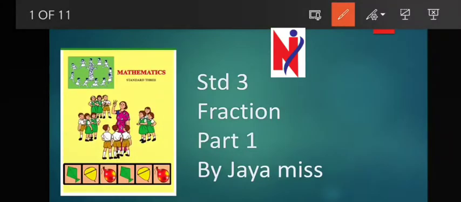Hello students, starting with a new chapter, fraction. Children, do you know what fraction means? Fraction means dividing an object into equal parts. So let us see what fraction means, how fraction looks, and what the different names of fractions are. Okay?